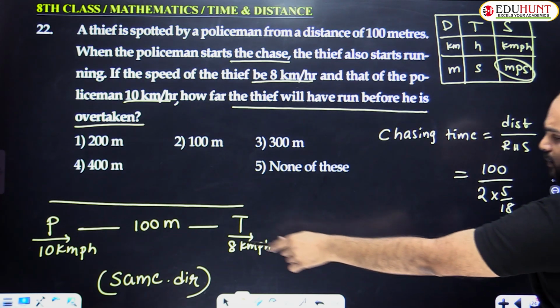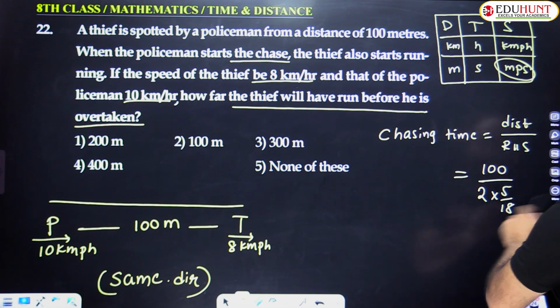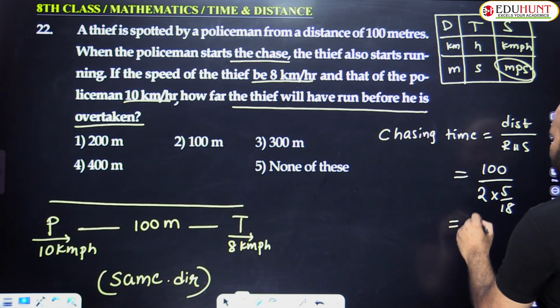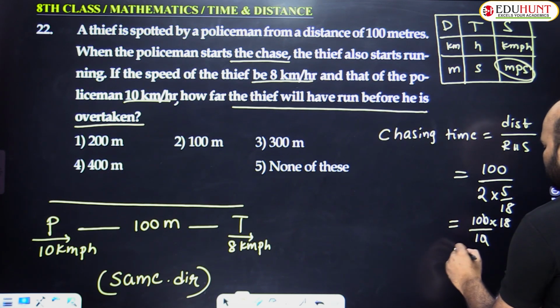So 2 km per hour, that is the relative speed, is converted into meter per second by multiplying by 5 by 18. So finally what you are getting is 100 by 2 into 5, 10 by 18, which can be written as 18 by 10. The zeros cancel, giving 180 meters.